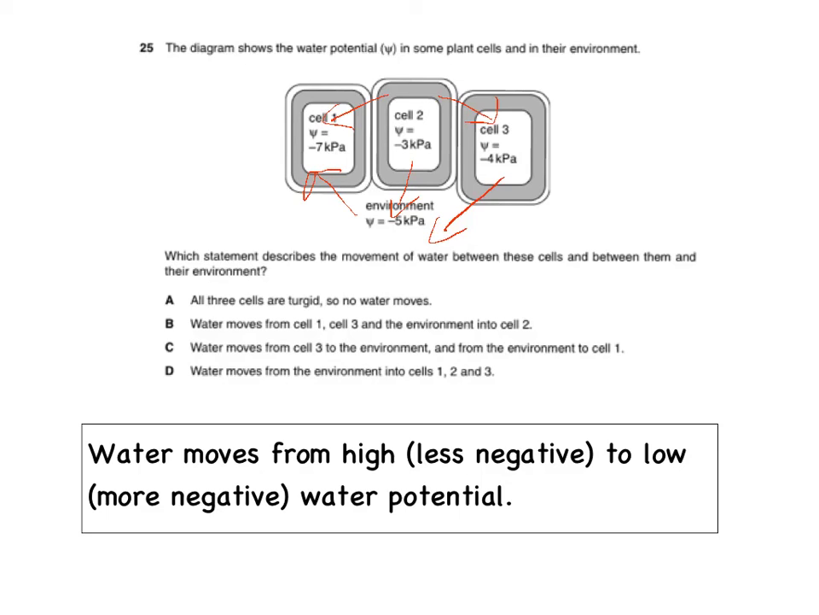So now that you've identified how the water is going to move, you can then determine which of the 4 statements is correct. So all 3 cells are turgid, so no water moves. Water moves from cell 1, cell 3, and the environment into cell 2. Water moves from cell 3 to the environment, and from the environment to cell 1. Yes. But let's just check that the next one can't be right. Water moves from the environment into cells 1, 2, and 3. No. So the answer is C.